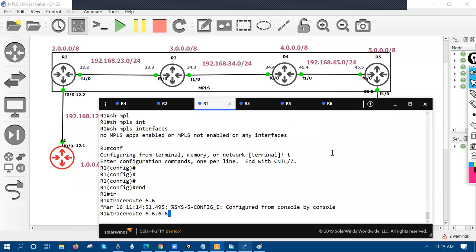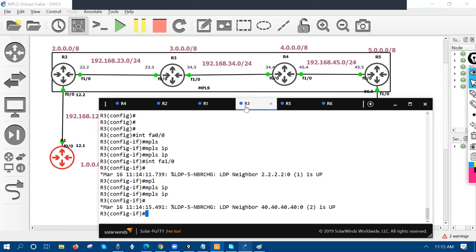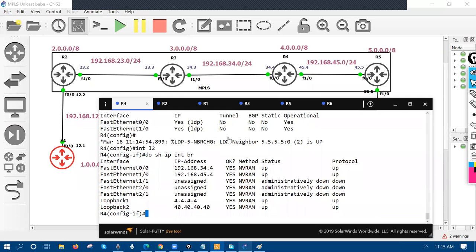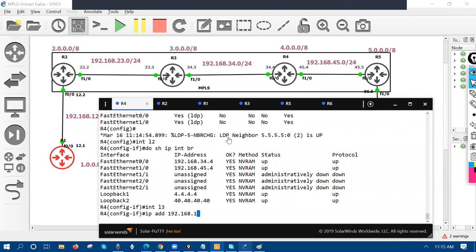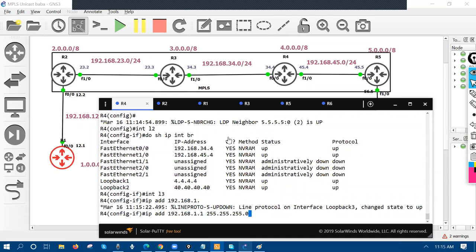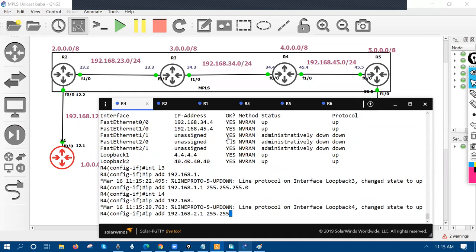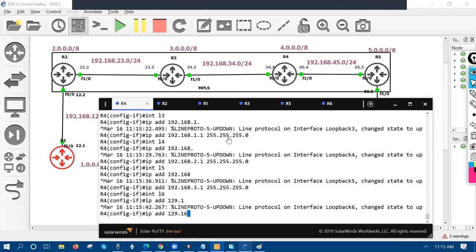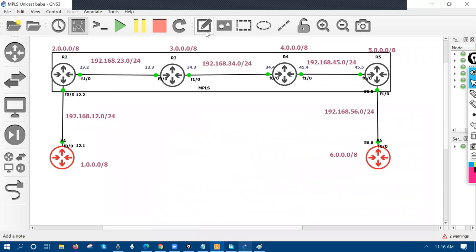On R4, interface loopback 1, IP address only. Done. Loopback 2, done. Loopback 3, done. I have created the three loopbacks on router number 4, right? The loopback prefixes are 10.1.1.1/24, 20.1.1.1/24 and 30.1.1.1/24. Done.